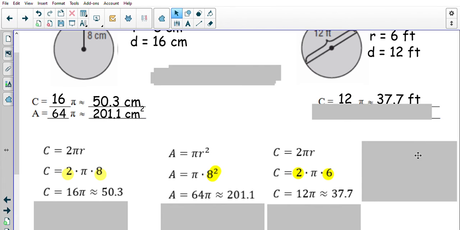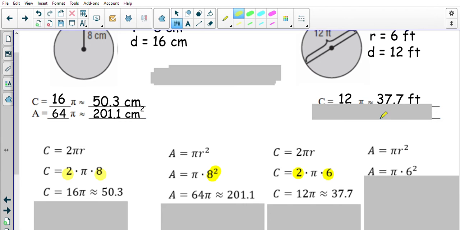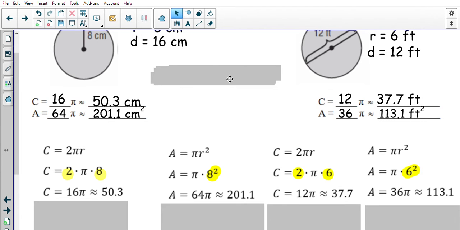Finally, area, we're going to do pi times the radius squared. The radius is 6, so do pi times 6 squared. 6 squared, or 6 to the second power, is 36, so I get 36 pi, which is about 113.1. Don't forget that label of feet squared.